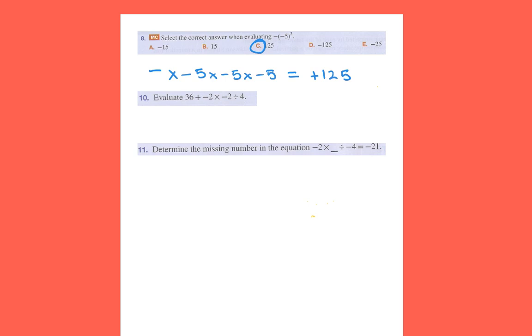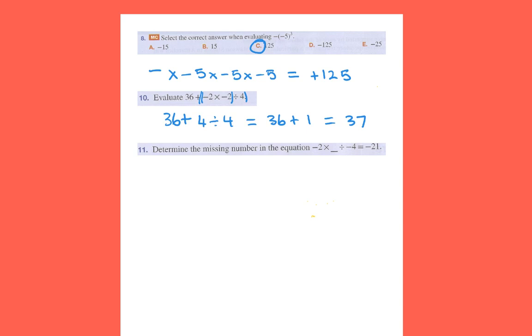Okay, some order of operations. Evaluate means work out the answer. I'm going to put in some little brackets here because I've got to do that multiplication first and then I've got to do the division. So it's 36 plus the multiplication, which is negative 2 times negative 2, which is positive 4, divided by 4. So 36 plus 4 divided by 4 is 1. 36 plus 1 equals 37.